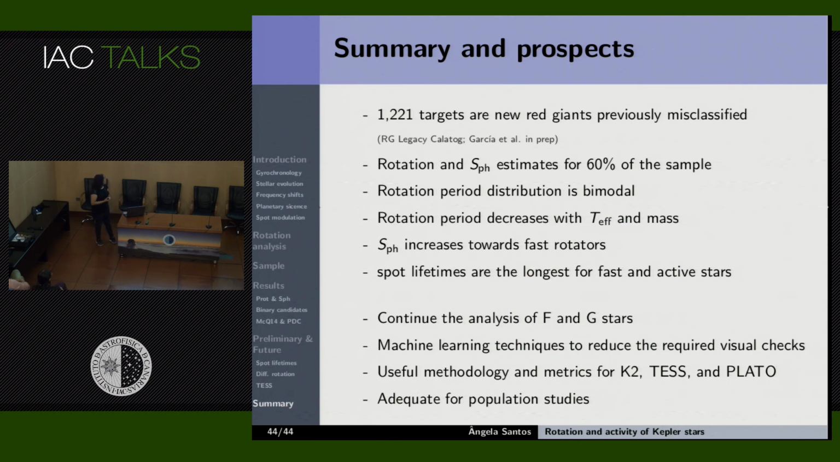So I leave you the summary. I just want to mention that we are in the process of providing the rotation periods and SPH values for F and G stars and also subgiant stars observed by Kepler. And since we visually checked 40% of the sample, for the next sample of F and G stars we are applying machine learning techniques to decrease the visual checks that we need to do. And basically this method is also valid for other missions besides Kepler. That's all. Thank you.